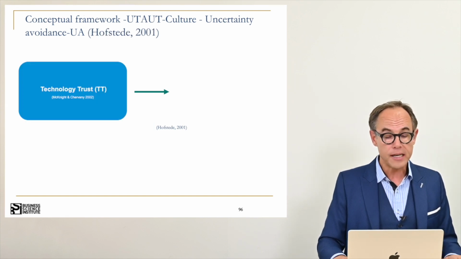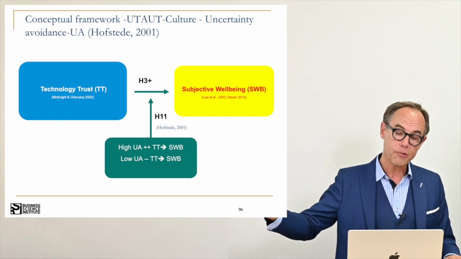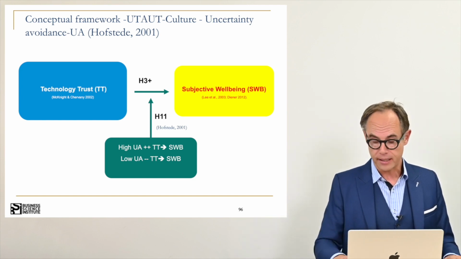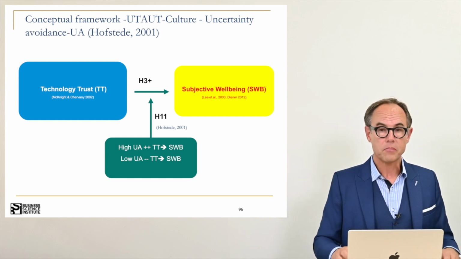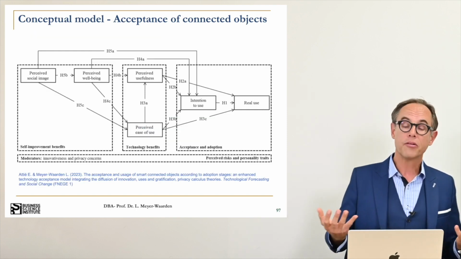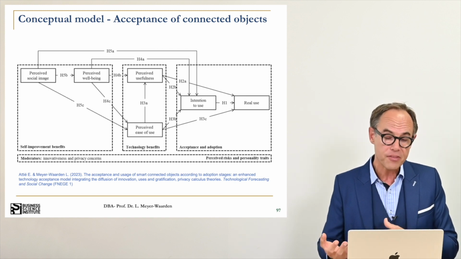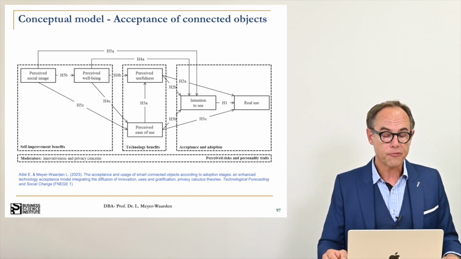And that's the same for trust. So uncertainty avoidance should increase the impact of trust on well-being, whereas the impact should be lower in countries like China. So here we have developed our hypotheses. They are then summarized in conceptual frameworks, which I don't detail anymore because we have seen the hypotheses in detail. But here is, for example, the model for acceptance of connected objects.